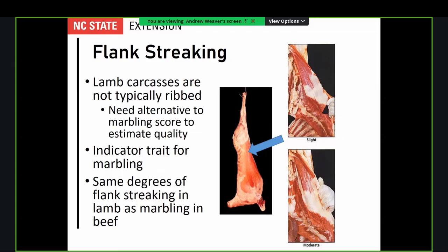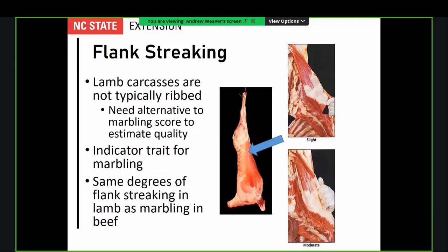Like I said, in a large scale commercial lamb plant, we're not ribbing carcasses. We're not able to visualize that cross section of that ribeye muscle, that longissimus muscle. So instead, we need an indicator trait that would tell us, okay, this animal is depositing more fat, is likely to have more marbling that would contribute to that positive eating experience like it does for beef.